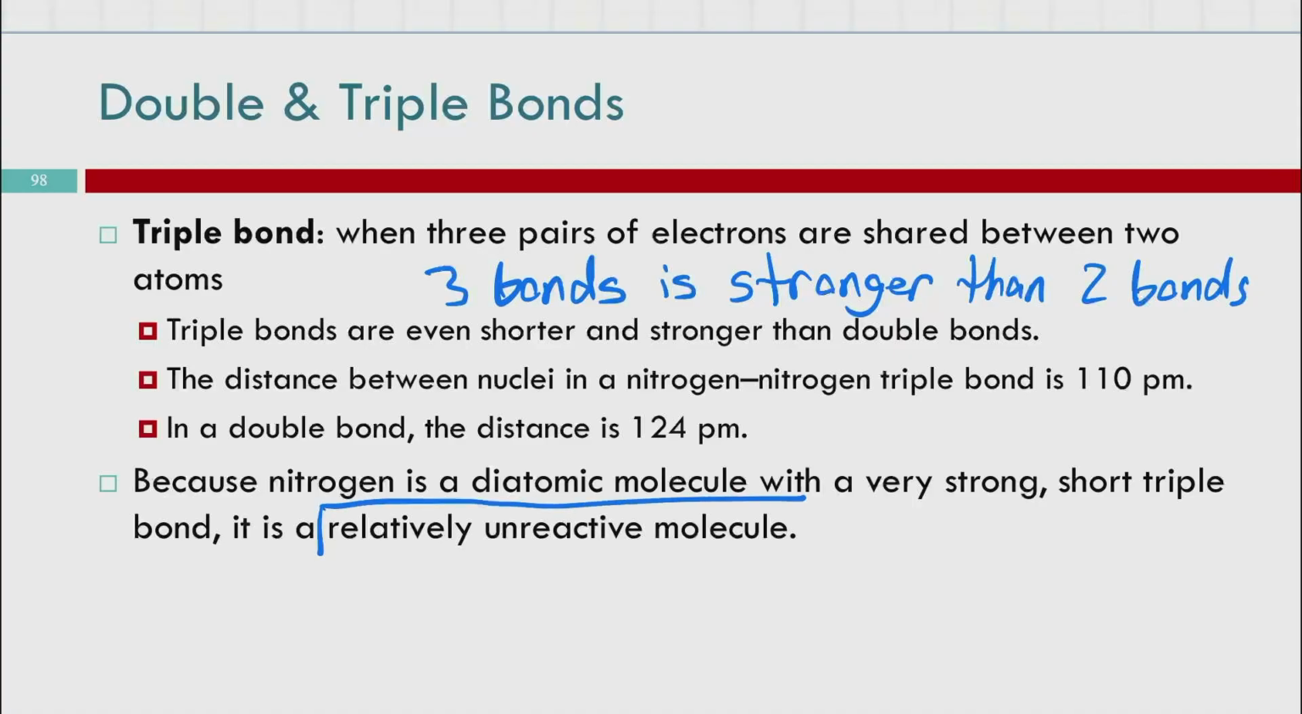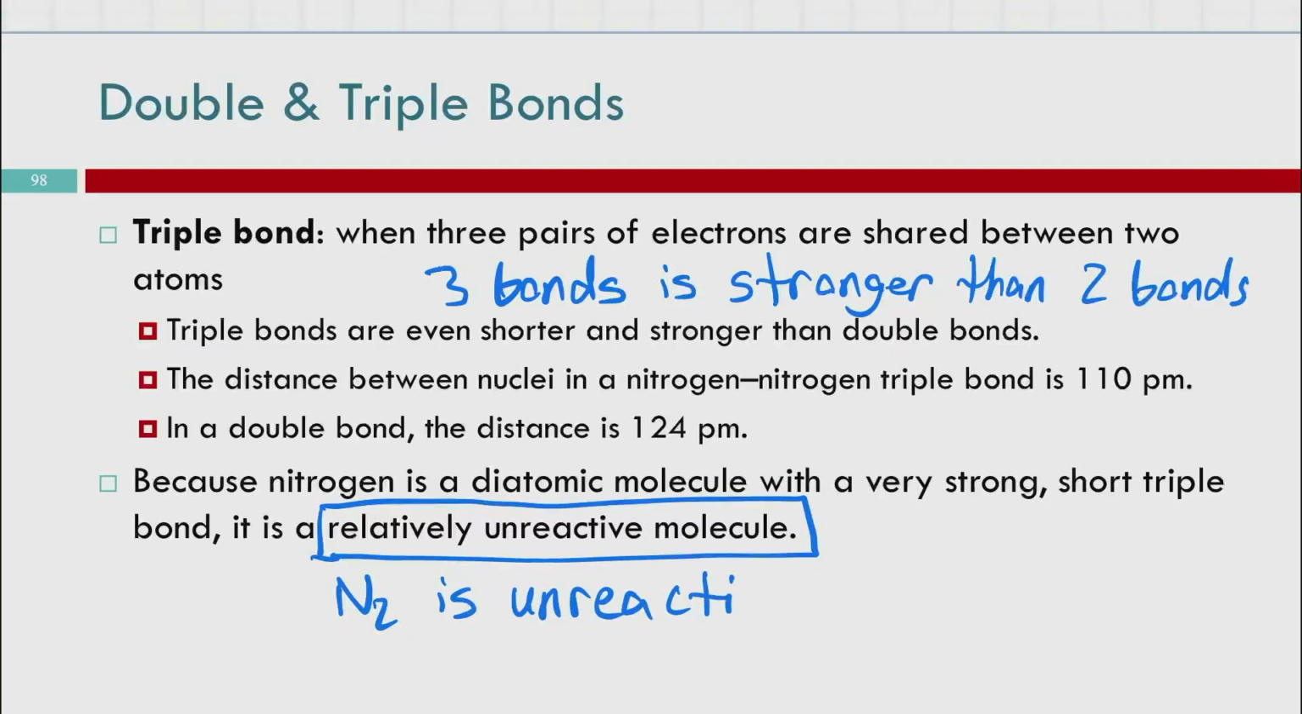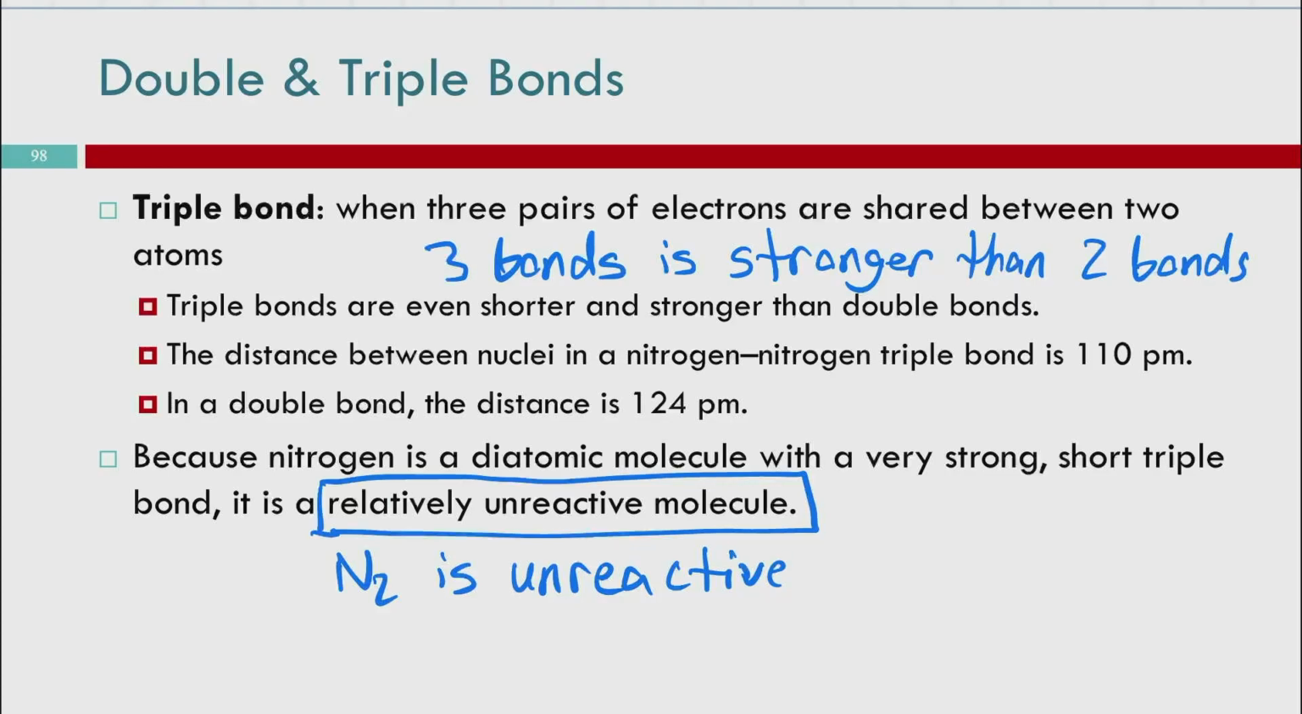This also makes nitrogen relatively unreactive. There are circumstances where it will react. I think we've seen examples of chemical reactions involving N2 gas, but you have to have really high pressure and temperature in order for those triple bonds to break.